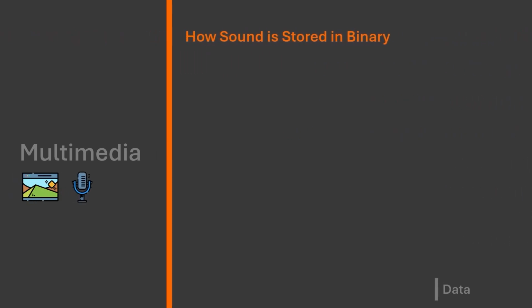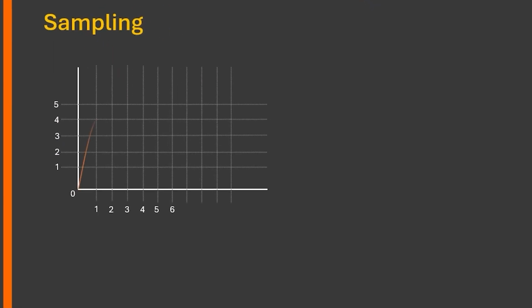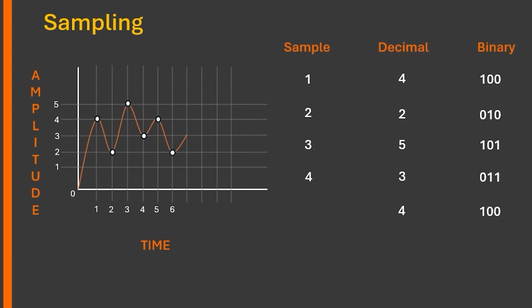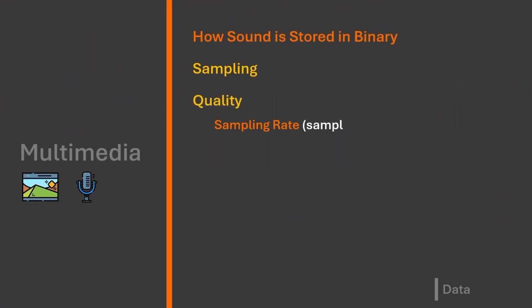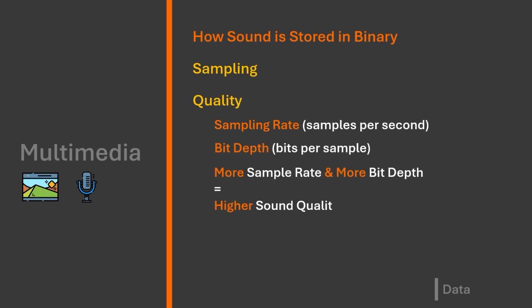Next, let's look at how sound gets stored in binary. Imagine a sound wave going up and down on this graph, where we have the sound amplitude or loudness on the y-axis and time on the x-axis. Sound is recorded by sampling the sound wave at regular intervals. Each sample is represented as a binary number. The more samples per second, which is the sampling rate, and the more bits per sample, which is the bit depth, the higher the sound quality.